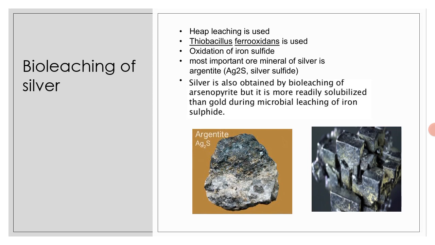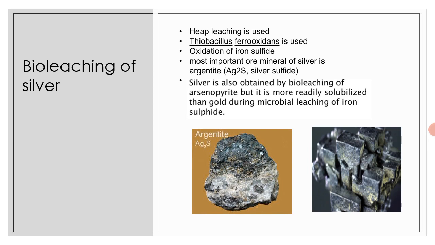Now we will see the bioleaching of silver. As I mentioned earlier, there are three types of bioleaching: heap leaching, in situ leaching, and slope leaching. From that, heap leaching is used in this extraction of silver. The microorganism is the same, Thiobacillus ferrooxidans. In this bioleaching of silver process, the oxidation of iron sulfide is taking place.